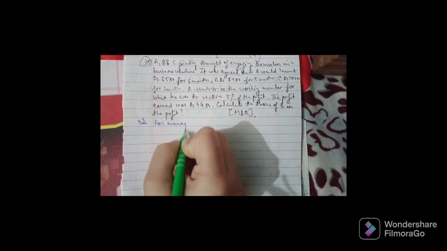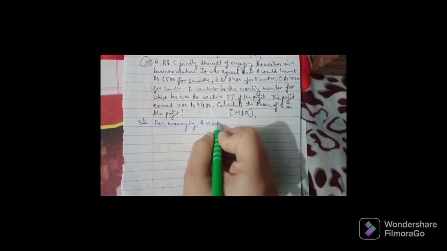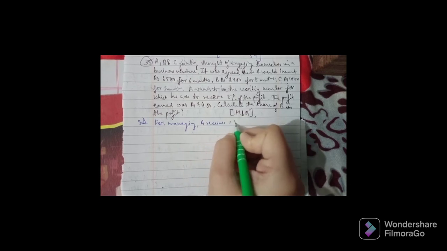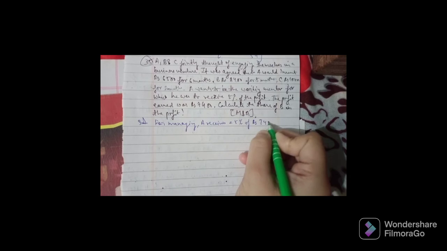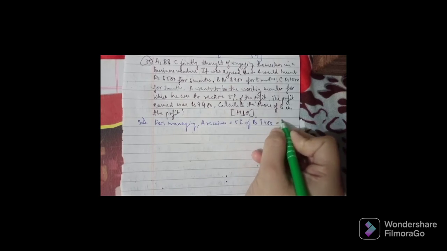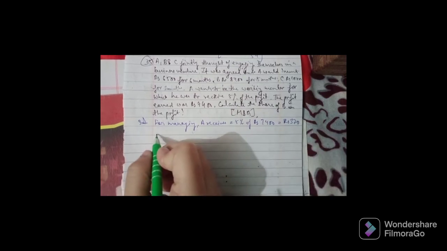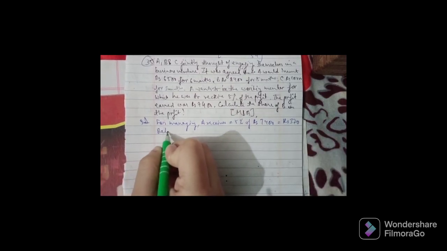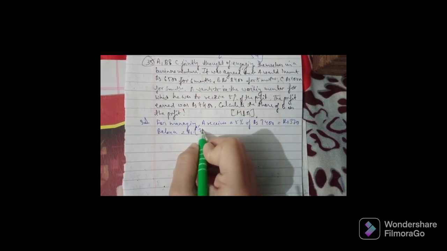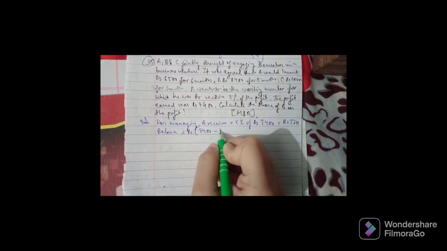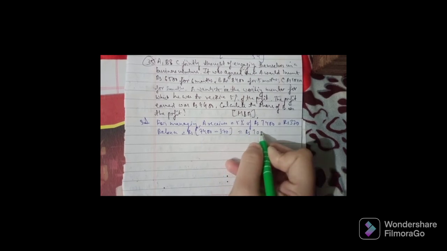For managing, A receives 5% of rupees 7,400, which is equal to rupees 370. So balance equals rupees 7,400 minus 370, which is equal to 7,030.